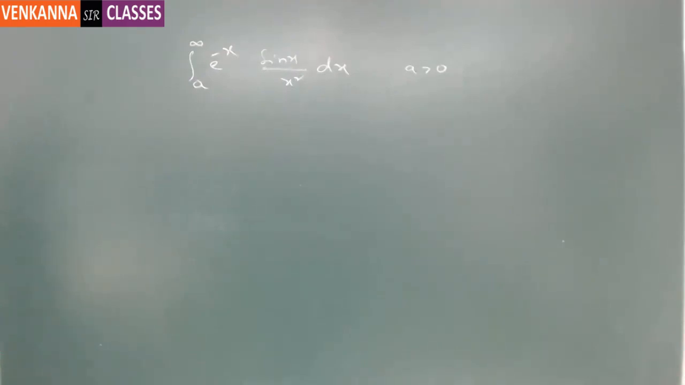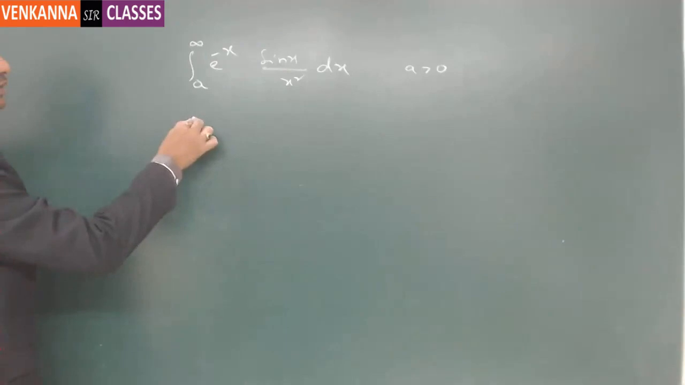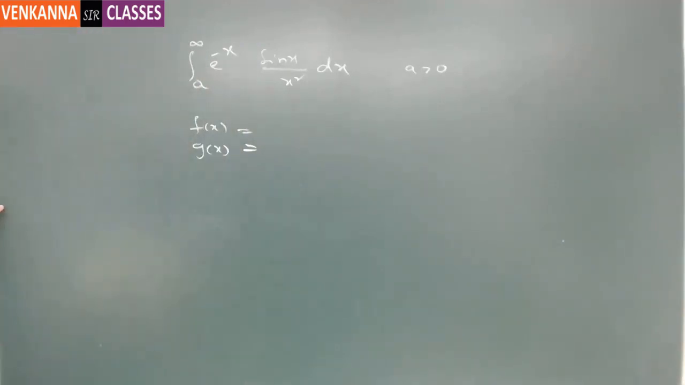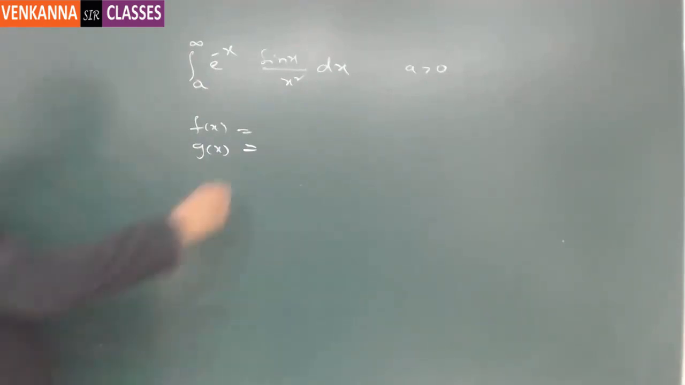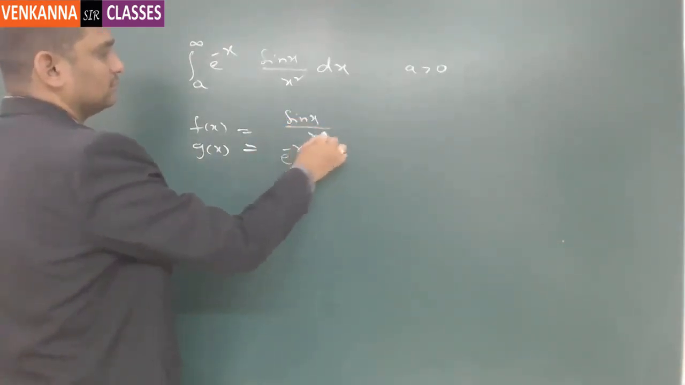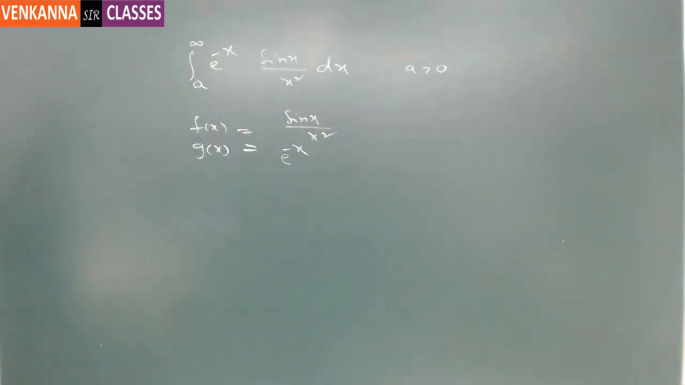This was the problem. Now, obviously, it is clear that you can take f of x is equal to sin x by x square and g of x is equal to e power minus x. So far, we have used only Dirichlet test. We didn't use the Abel's test. Now here I wish to use the part of Abel's test.